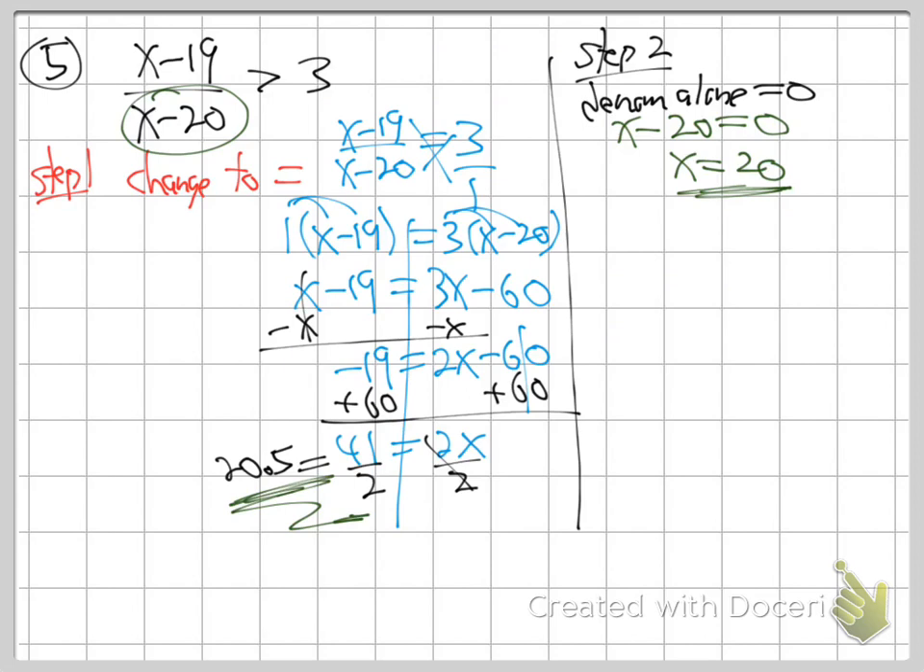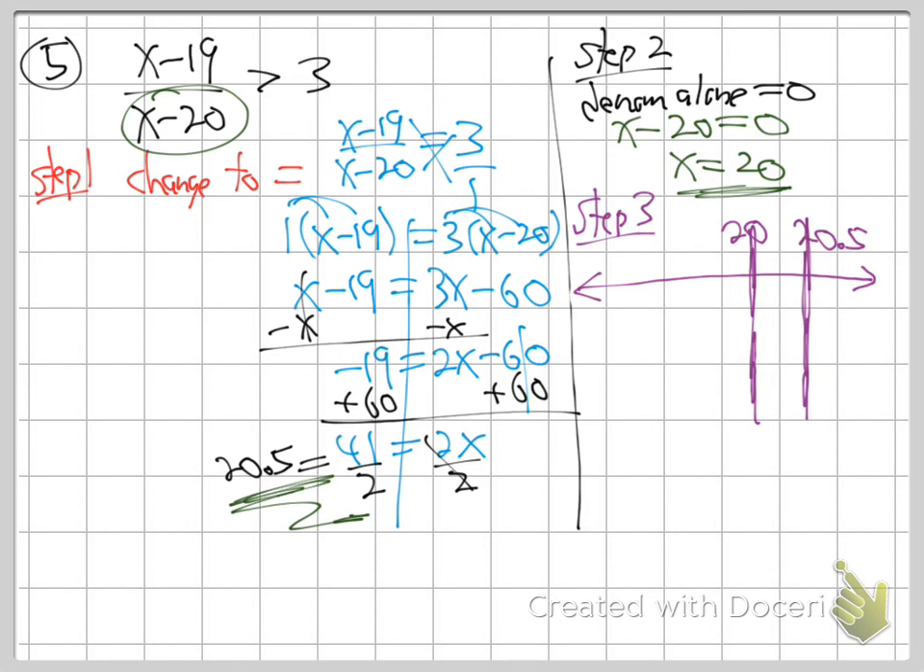Okay. Now we go to the number line. That's step 3. So when I go to the number line, I'm only going to put two numbers on the number line. One of them is a 20, the other is a 20.5. Let me scoot those over, really. It's going to be 20 and 20.5. So 20 and 20.5 are on the number line.